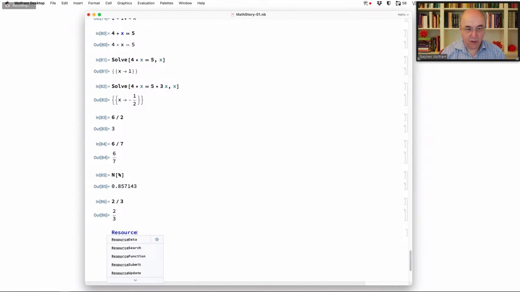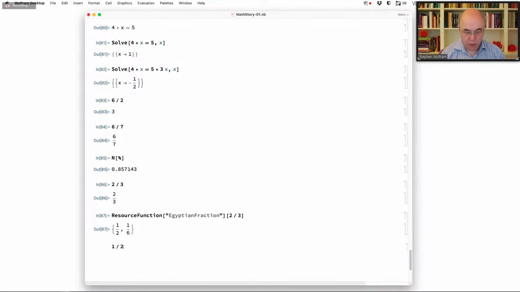So let's see if we've got one of these. Here we go. If we take 2/3 and we write that as an Egyptian fraction, the Egyptians always were writing numbers as 1/something plus 1/something. So 2/3 better be equal to 1/2 plus 1/6. And it is. But to the Egyptians, our current notation of 2/3 wasn't available. They were just saying, let's write out everything as 1/something plus 1/something.